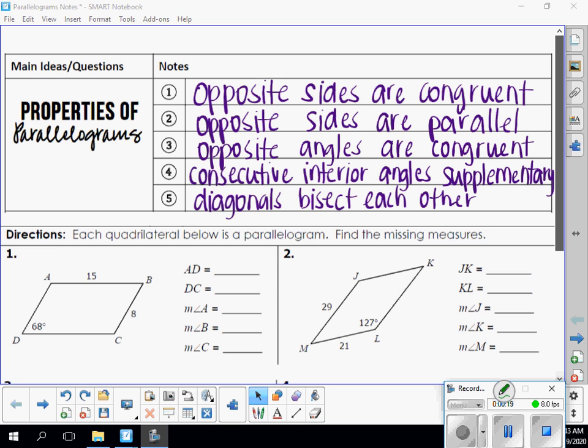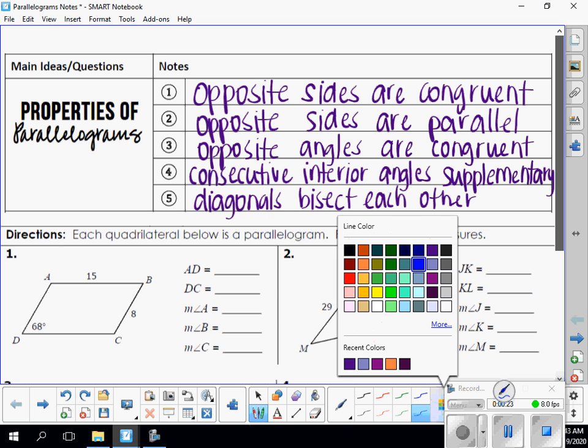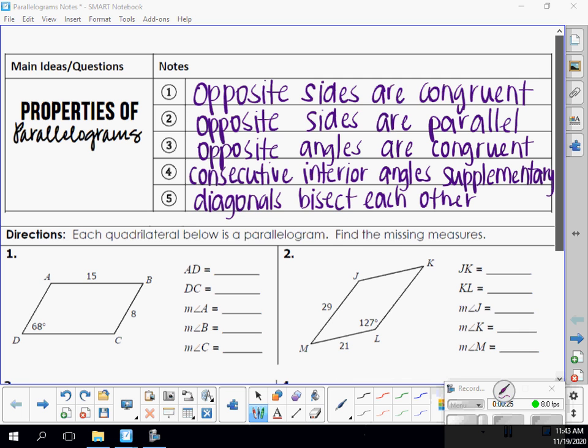Alright, the first characteristic says your opposite sides are congruent. So what that means is that sides across from each other are going to be the same length. So AD and BC are across from each other. AB and DC are across from each other. So AD has to equal 8 and DC has to equal 15. It also says that they're parallel.